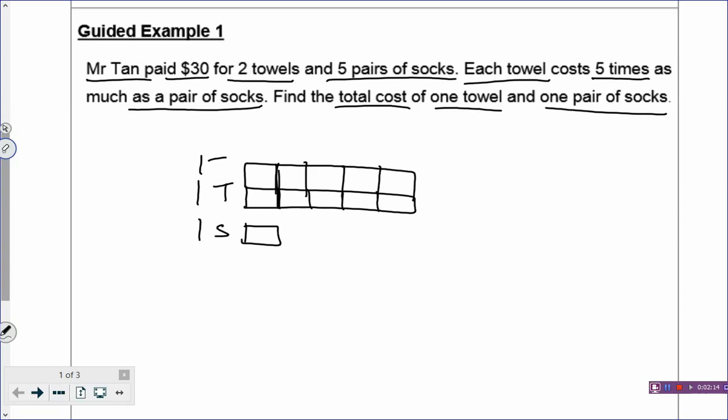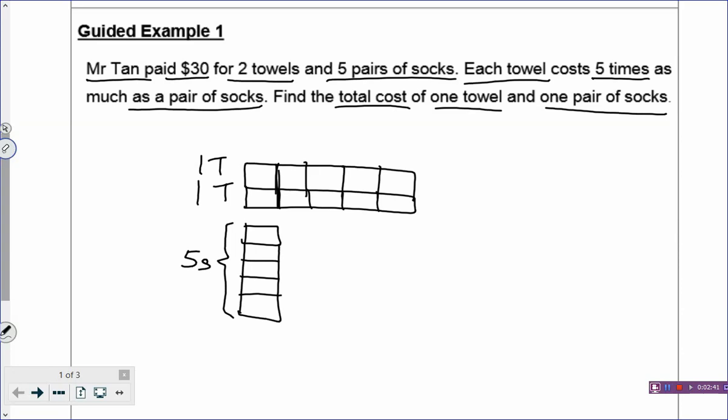So now you have 2 towels, and he also bought 5 pairs of socks. So you stack down, and you have 1, 2, 3, 4, and 5. So you have 5 socks. Alright, now you can be creative in your drawing. So instead of writing 1S, 1S, 1S, you can actually draw an arrow sign. And how many socks are there altogether? 5 pairs of socks. Okay?